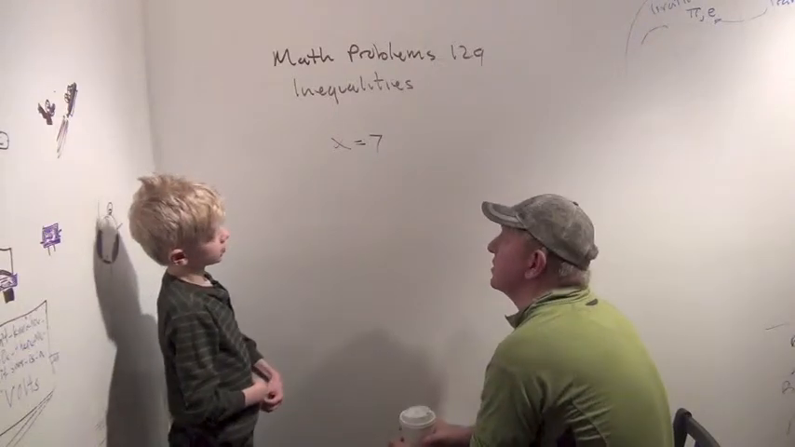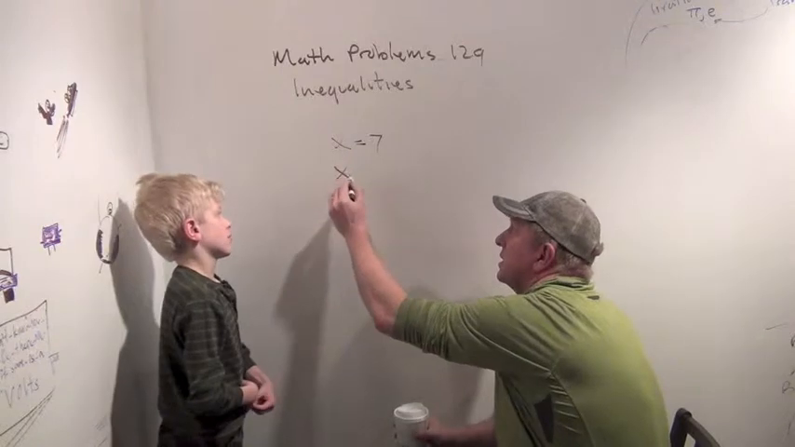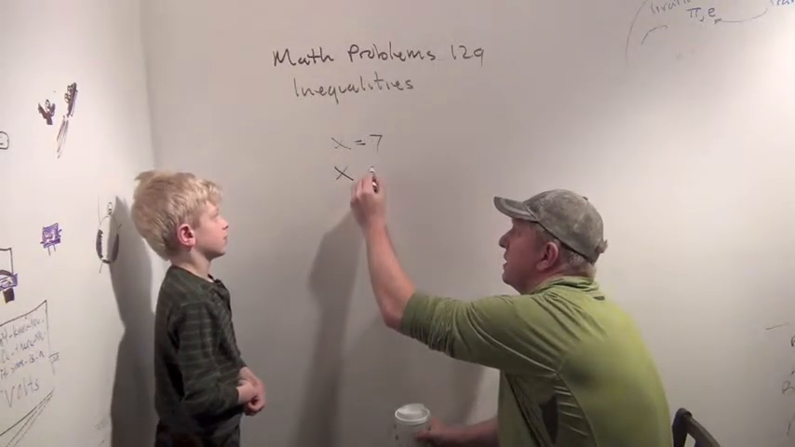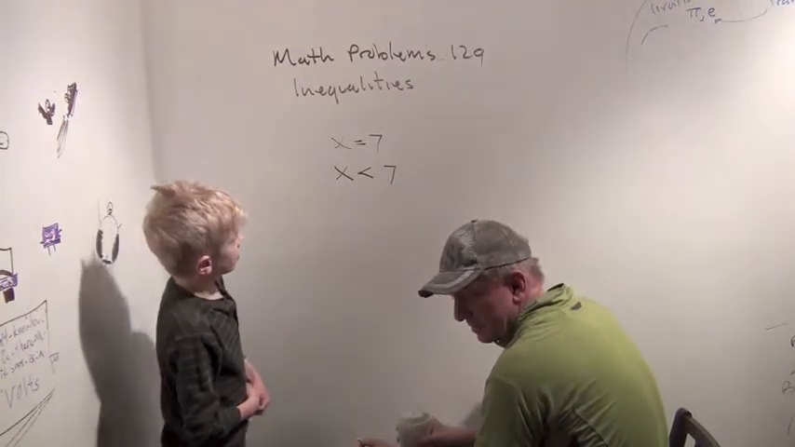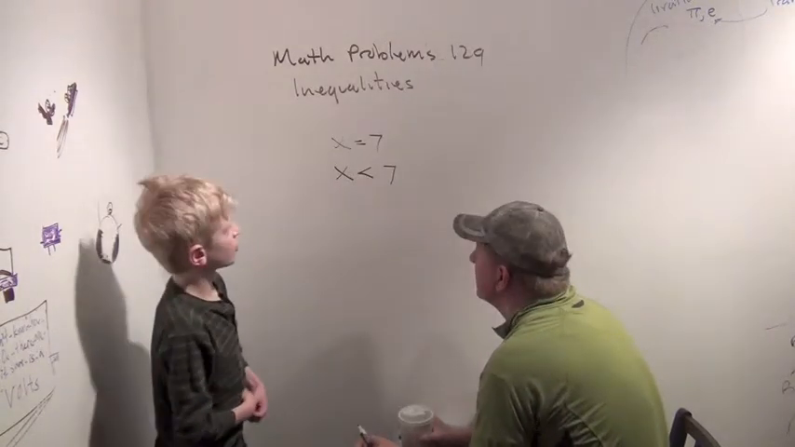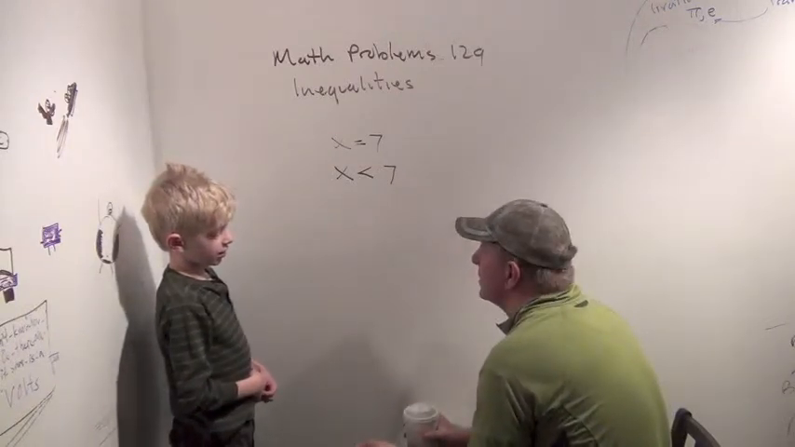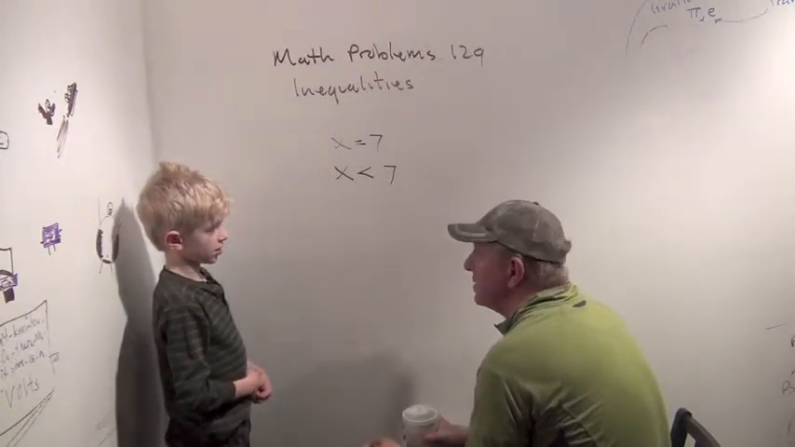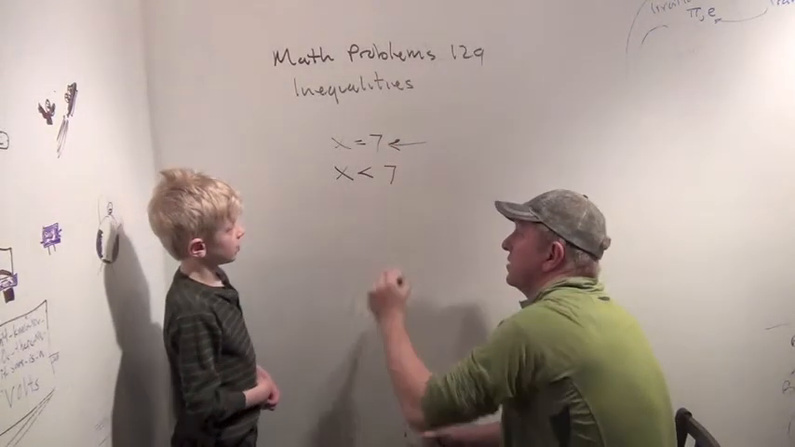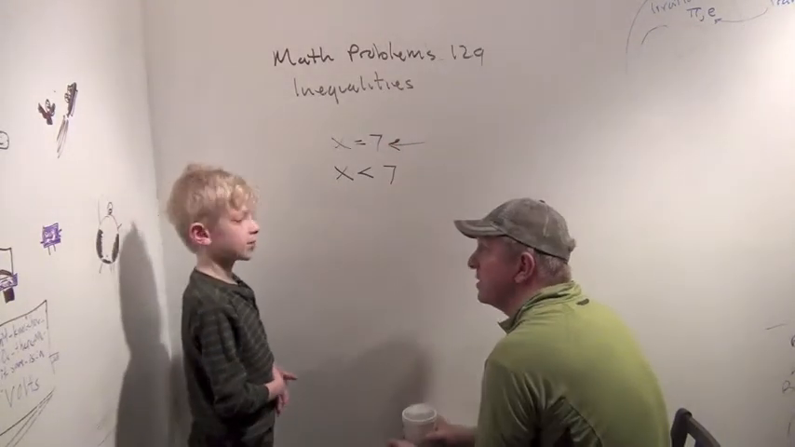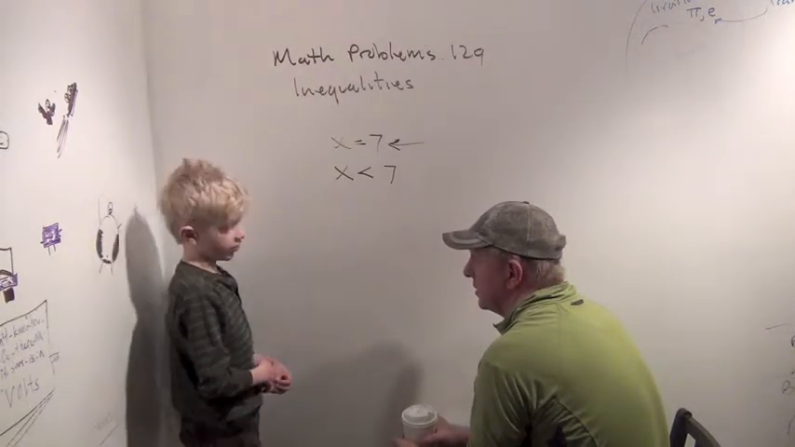And so today we started talking about a slightly different equation called an inequality, or I might write it like this. And what does this say? It says x is less than 7. In this one, we knew what x was. X was equal to 7. Do we know what x is here? No. What could it be? It could be anything less than 7.